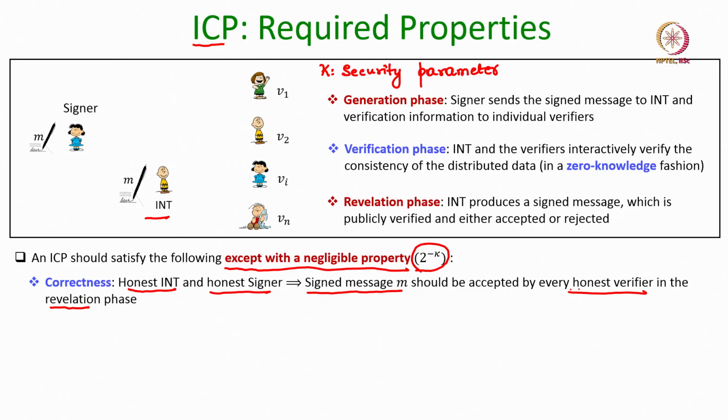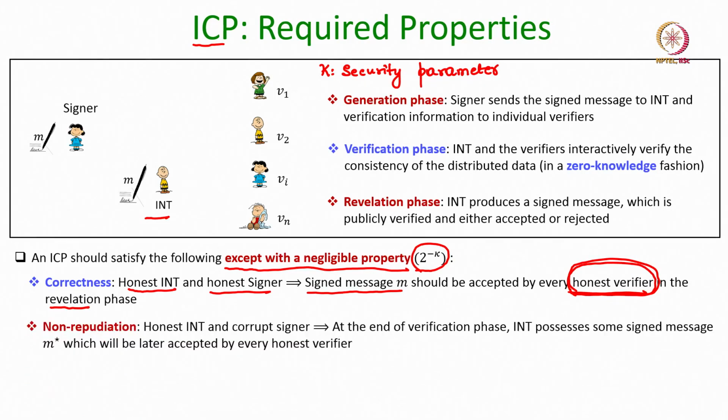Why honest verifiers? Because corrupt verifiers can always reject a correctly signed message. They may say, oh, I do not accept your message, this is fraud. Fine, they can always do that, but the honest verifiers in the system should not reject a correctly signed message. That is the correctness property.